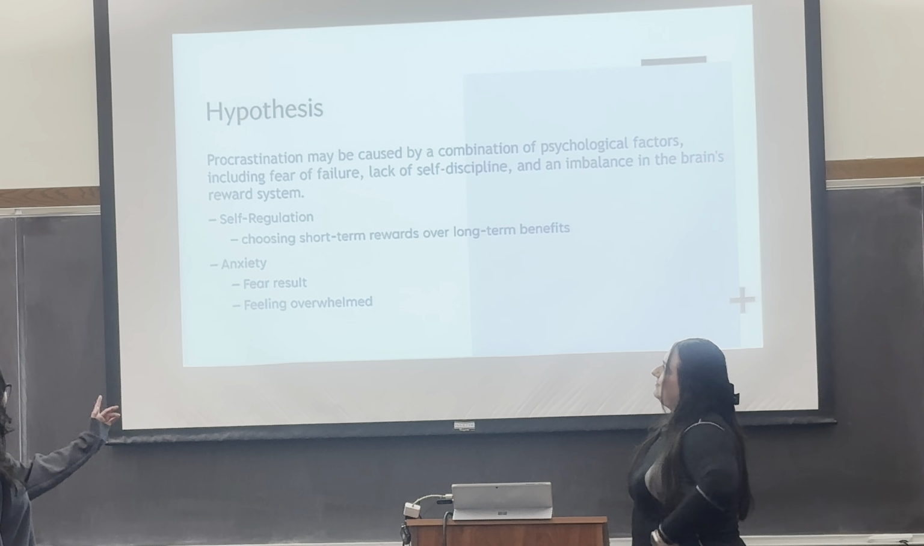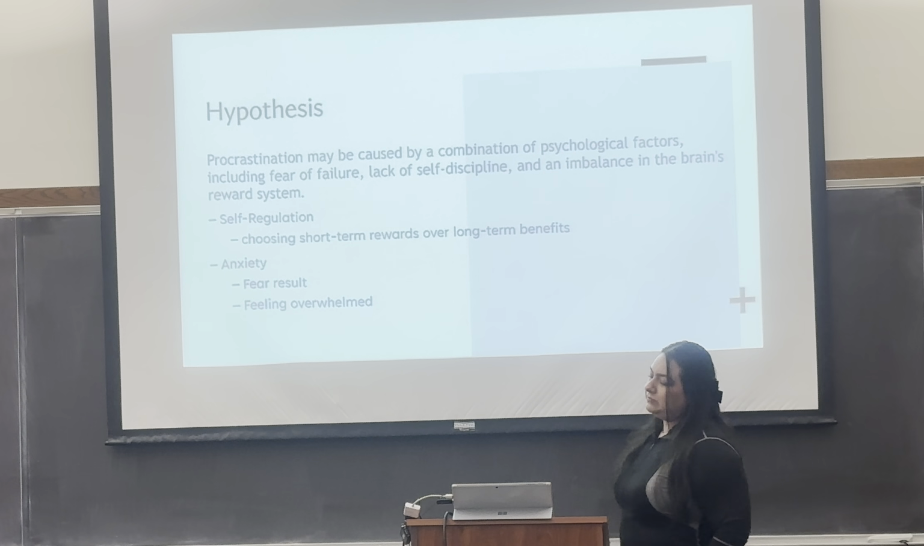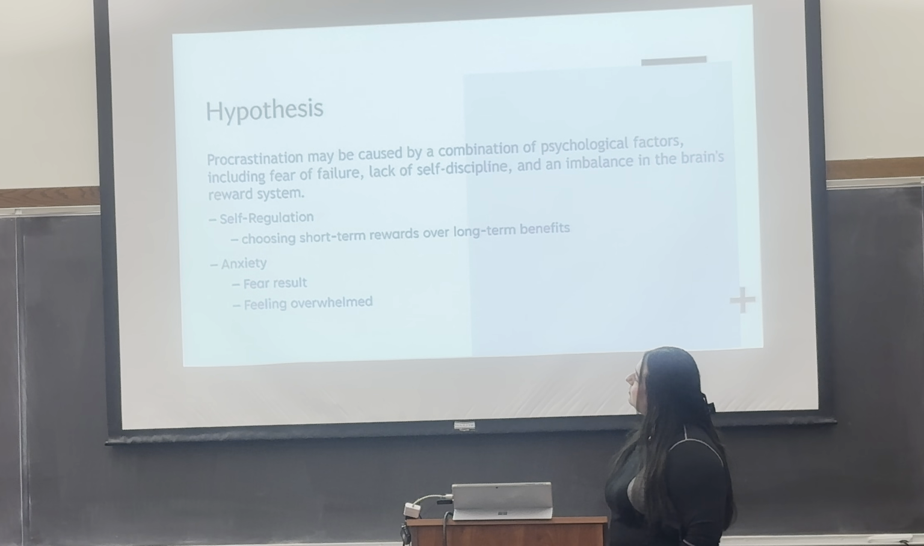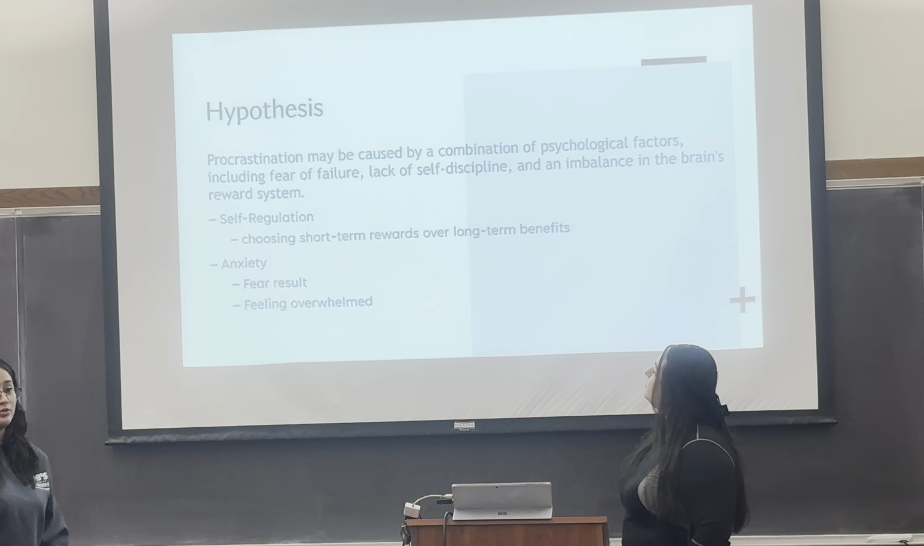The hypothesis is that procrastination may be caused by a combination of psychological factors, including fear of failure, lack of self-discipline, and an imbalance in the brain's reward system. For example, for self-regulation, choosing short-term rewards over long-term benefits. So choosing to watch television in the moment instead of doing your homework or making a call or certain things that have to get done. You prefer to just do something more enjoyable rather than something that would be more beneficial in the long run.